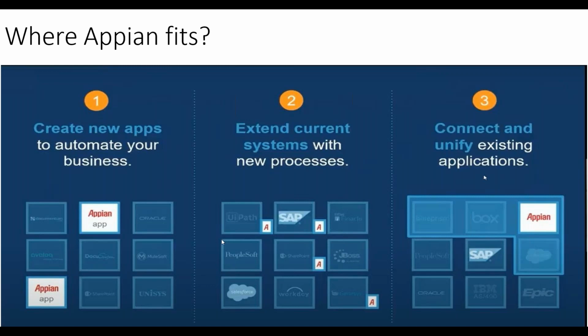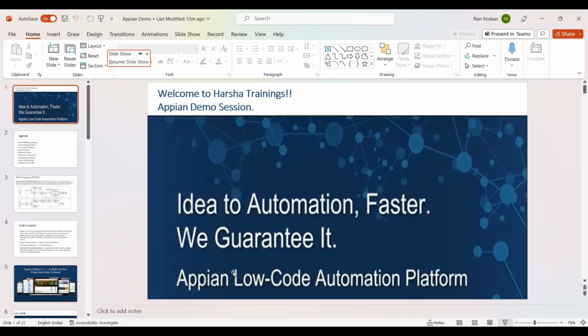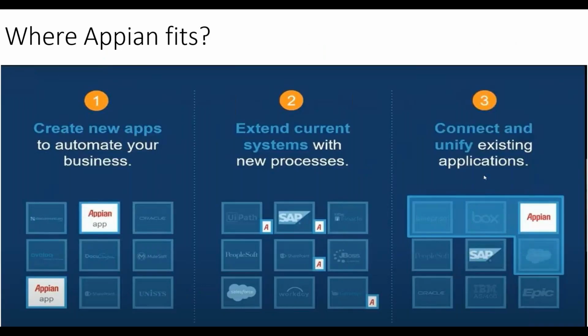One more thing that I didn't mention is that Appian works in two ways: on cloud and on premise. You can install Appian on your premise, or you can use the cloud version. Mostly people are using the cloud versions.